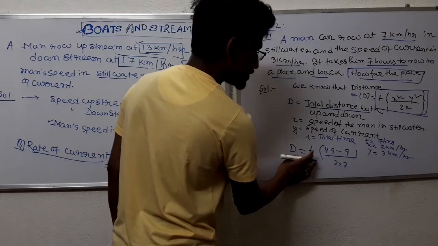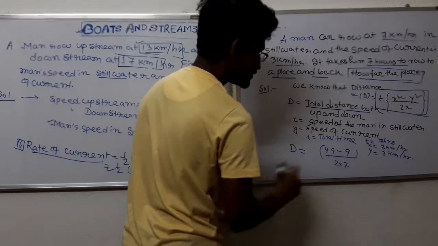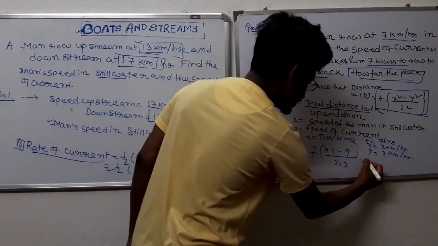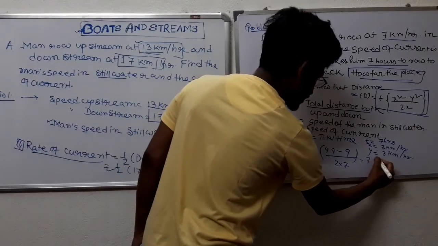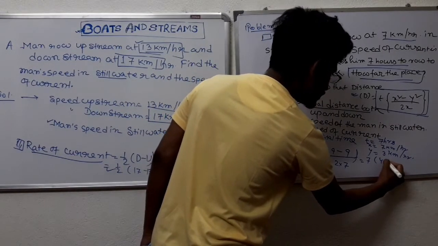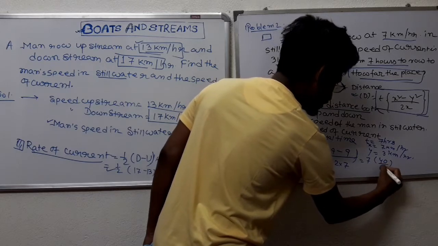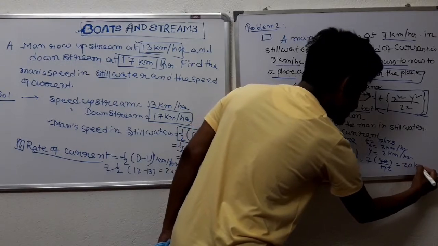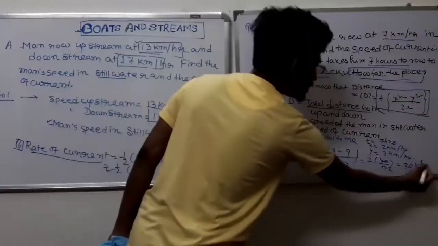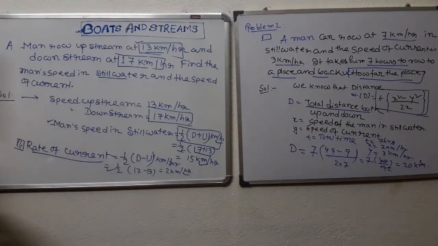So t equals 7, so 7 into 40 by 14, so 20 km. So the distance, how far the place is, is 20 km. So these are the formulas. Hope these two problems are important from the CSIR NET point of view. Thank you.